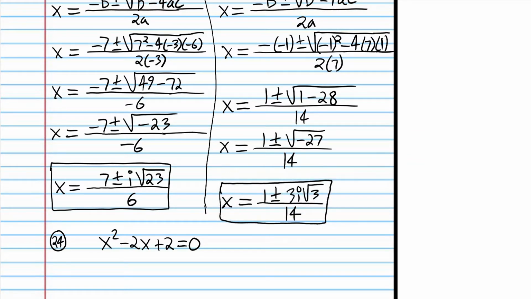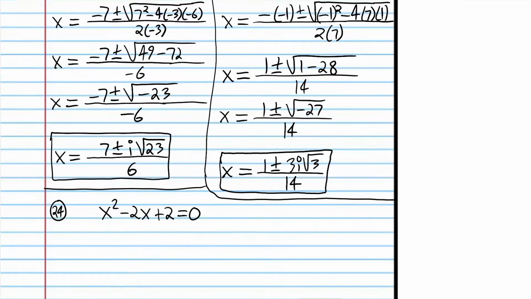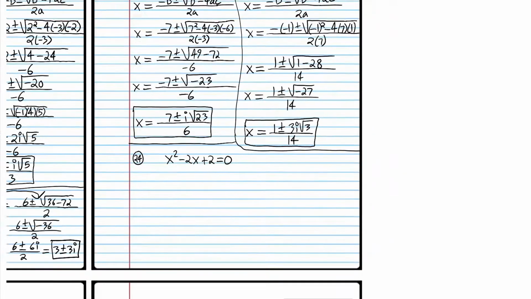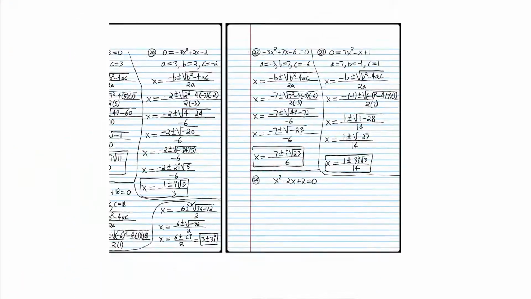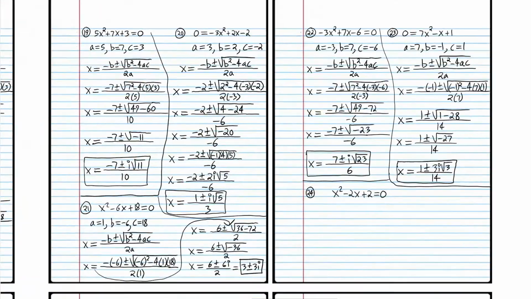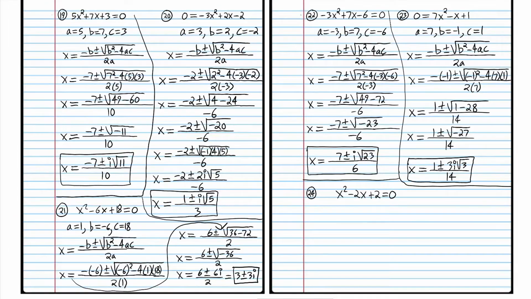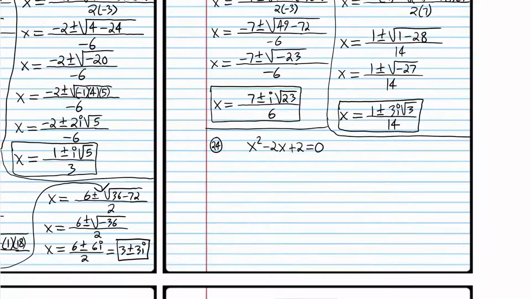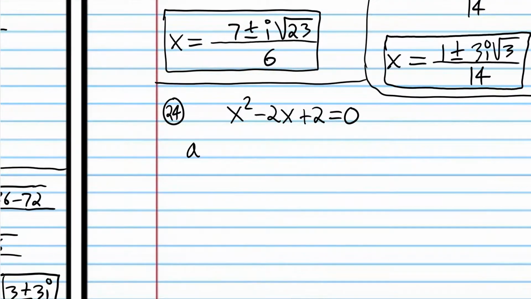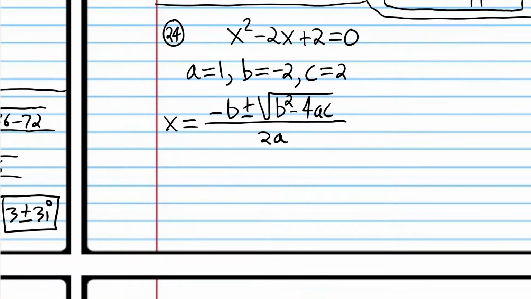Okay, so we have one more of these problems. And then we'll go on to the discriminant. So go ahead and try number 24. And when you come back, we'll do it together. All right, we're back. So I'm going to label constants. And I'm going to write the formula as usual. And we're just going to plug in numbers.